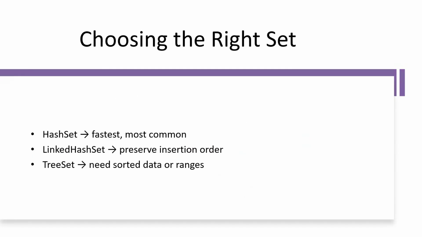So how do we choose the right set for you? By default, you're going to use the hash set. Unless you have specific requirements, you're going to use the hash set because it's the fastest and it's the most commonly used. Linked hash set, if you want ordering, but you don't care about sorting, a linked hash set might be the one for you. But if you need sorted data, but you want that uniqueness of a set, TreeSet might be the one for you.